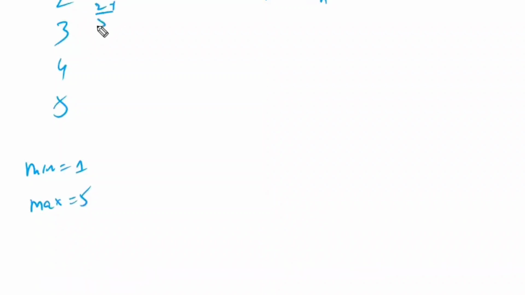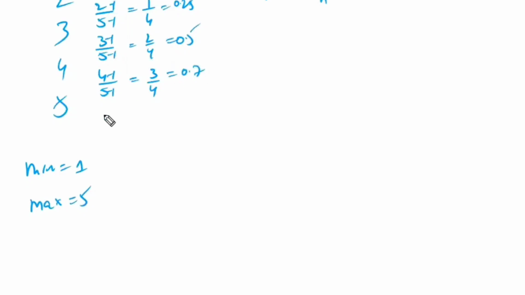2 minus 1 divided by 5 minus 1. That is nothing but 1 divided by 4, 0.25. 3 minus 1 divided by 5 minus 1. That is 2 by 4, which is 0.5. 4 minus 1 divided by 5 minus 1, which is 3 by 4, which is 0.75. 5 minus 1 divided by 5 minus 1, which is 4 by 4, 1.